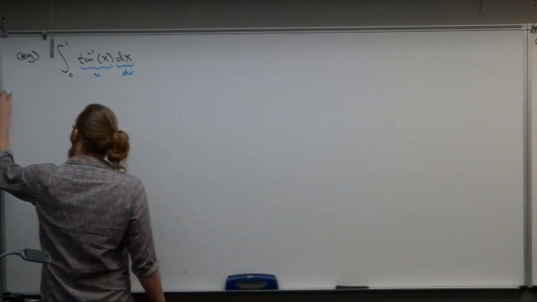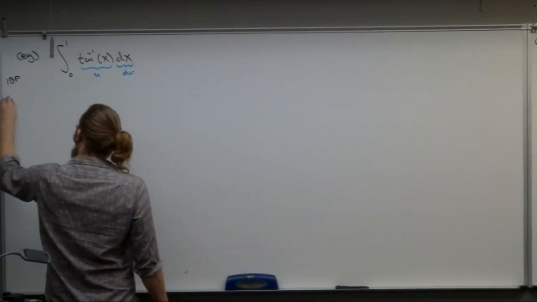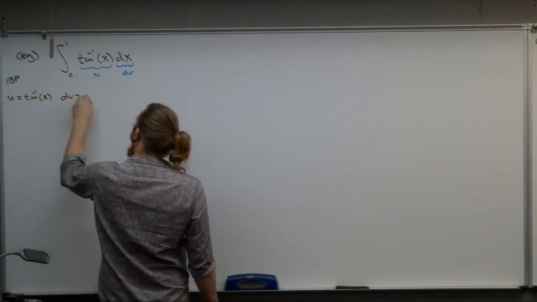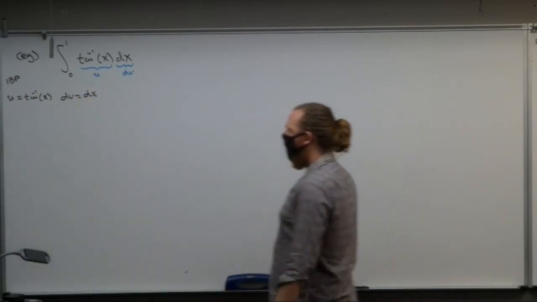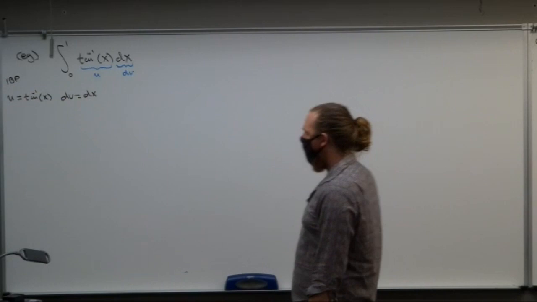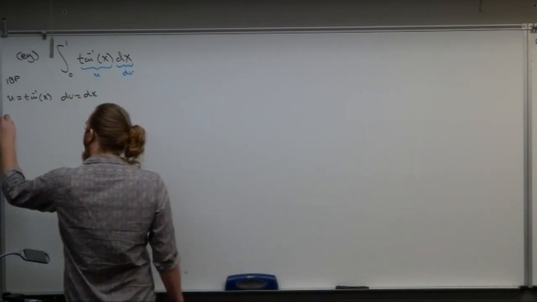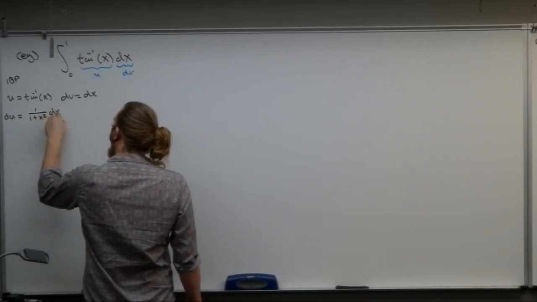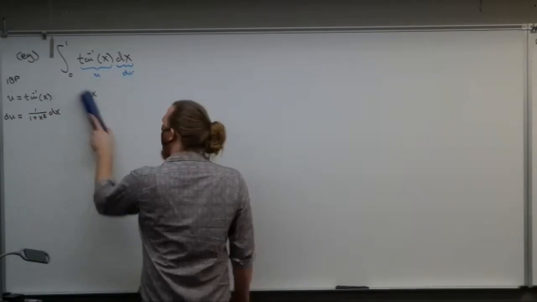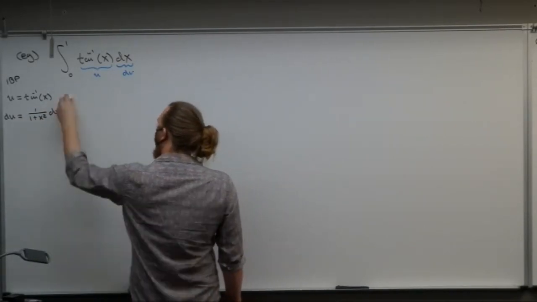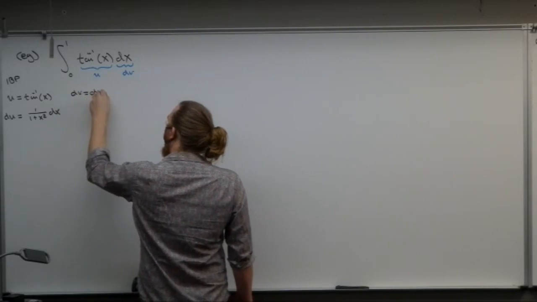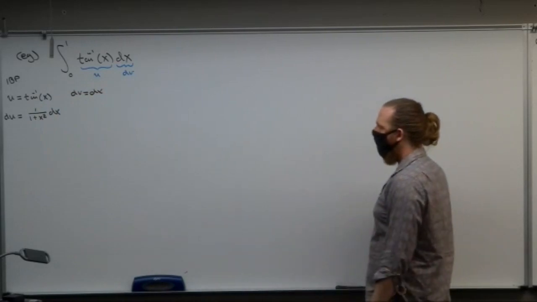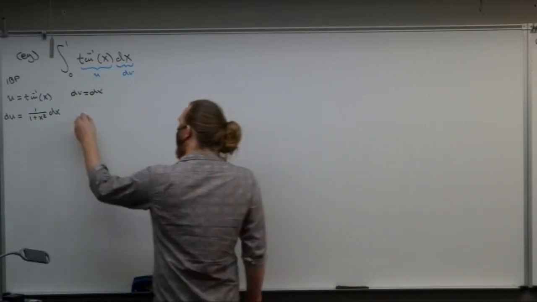I'll set up my integration by parts table. u is the inverse tangent of x, dv is dx. If u is the inverse tangent of x, then du is 1 over 1 plus x squared dx. The derivative of arctan x is 1 over 1 plus x squared. And if dv is dx, then v is just x.